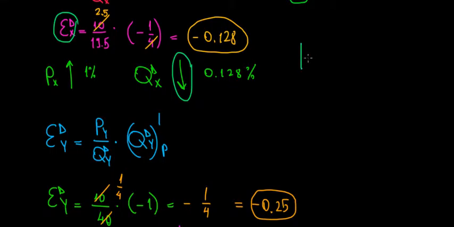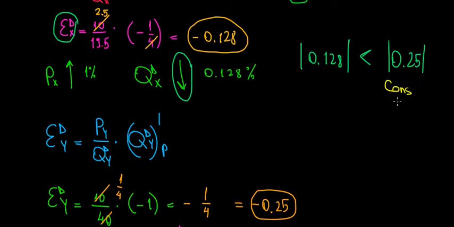So if we compare 0.128 relative to 0.25, well, 0.25 is greater, meaning that consumers for good Y, right, the consumers in the market for good Y react more, they react more to changes in prices. So consumers in the market for good Y react more to changes in prices.